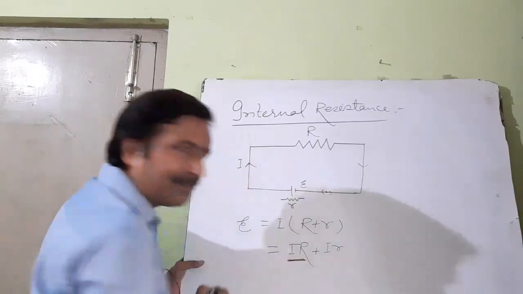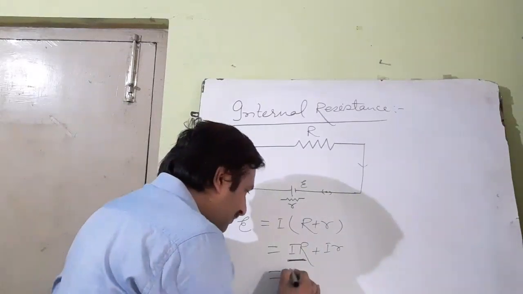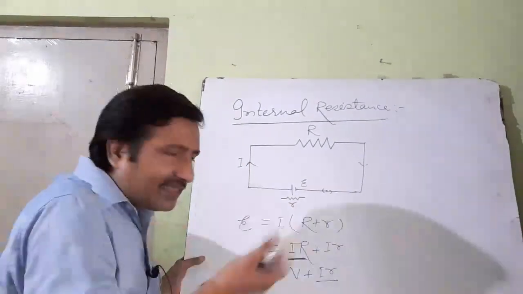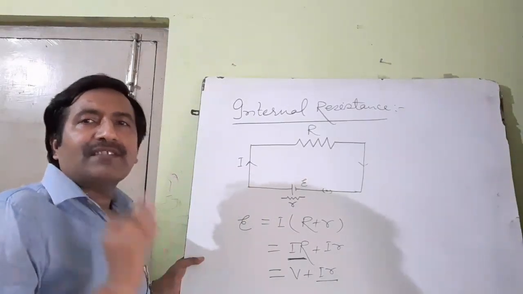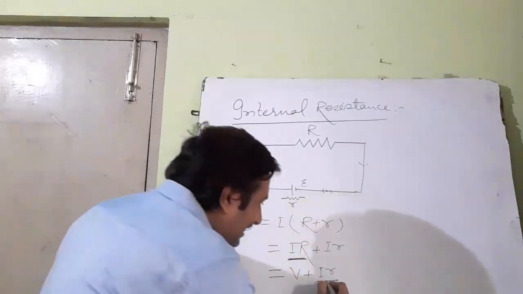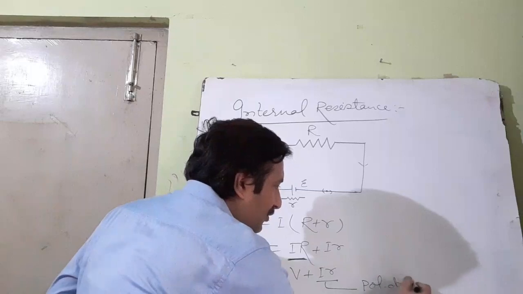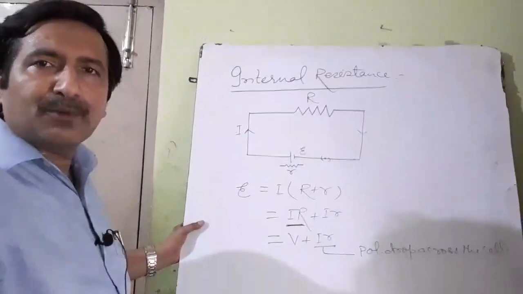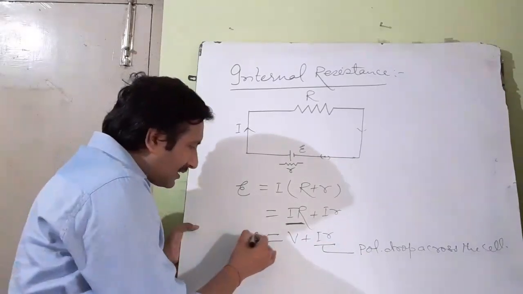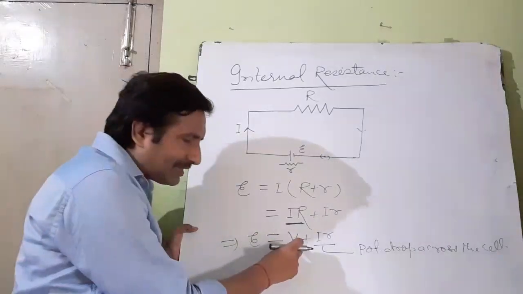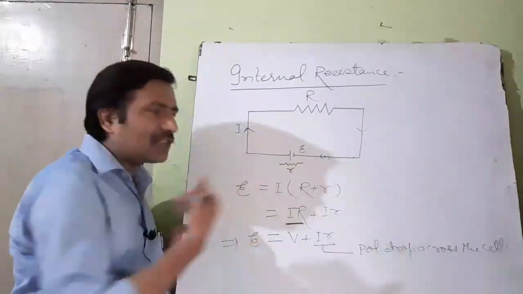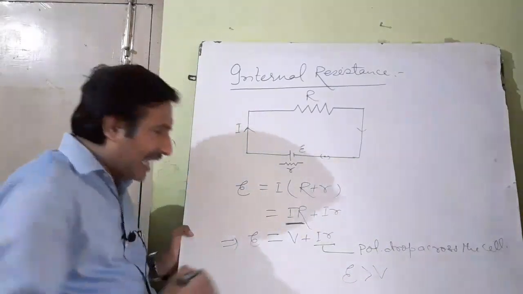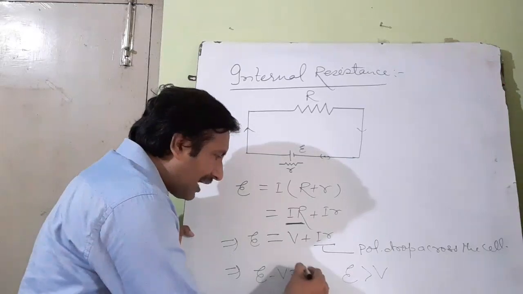You see, this IR is the terminal potential difference V, plus Ir, and this I into small r is the difference in potential of the two terminals of the cell caused due to the internal resistance. So this Ir is called the potential drop across the cell. Got it? It is called the potential drop across the cell. So you can observe that the EMF of the cell is equal to the terminal potential difference of the cell plus the potential drop across the cell. What does it mean? It means EMF is greater than V, and the difference of E and V is equal to Ir.